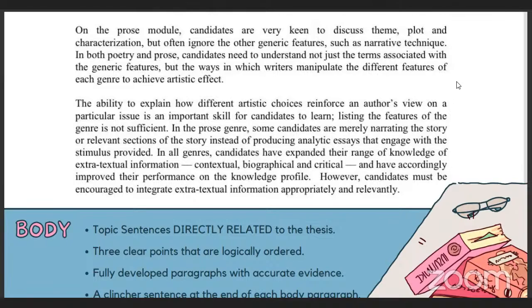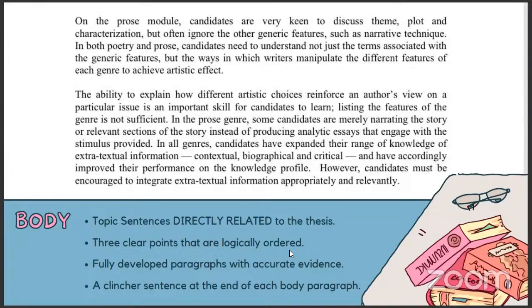All right. So in the body, you need topic sentences which are directly related to the thesis. And you need 3 clear points that are logically ordered. You need to fully develop your paragraphs with accurate evidence, and you need a clincher sentence at the end of each body paragraph. So not only do you need to open the body paragraph relevantly and make it related to the thesis, but you actually want to close it properly. So you want to bring it back to the thesis.